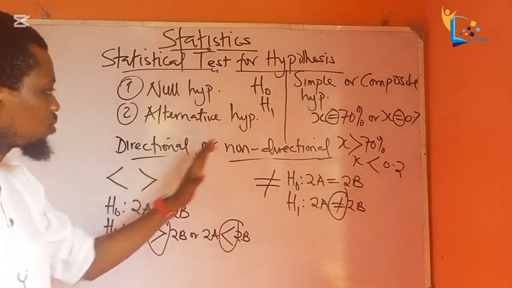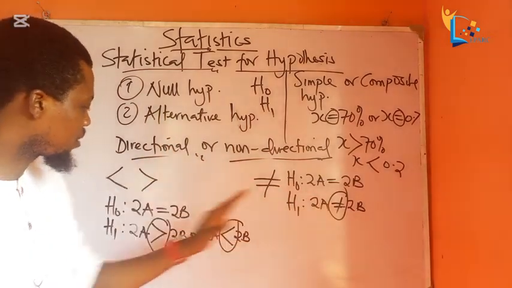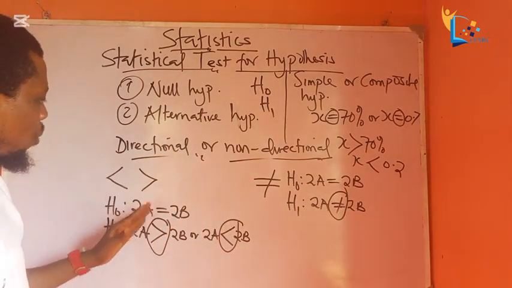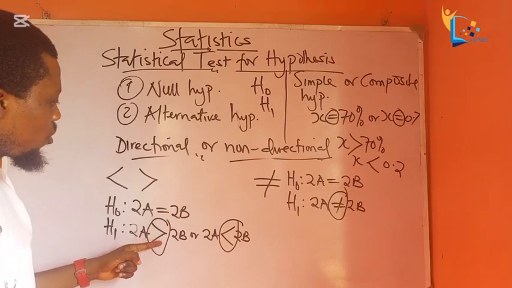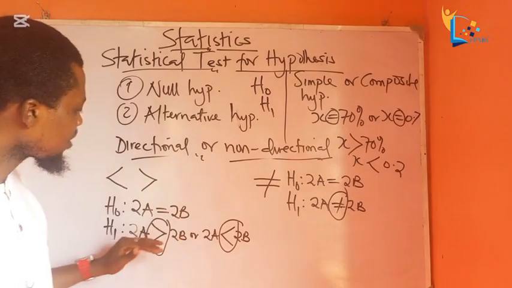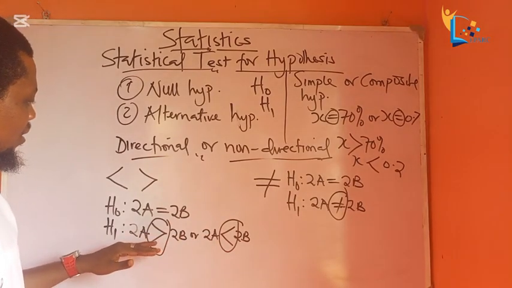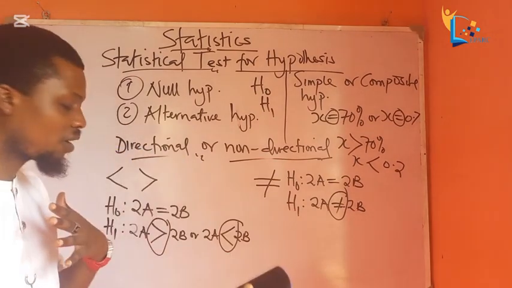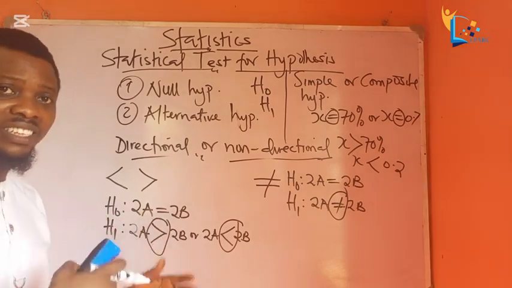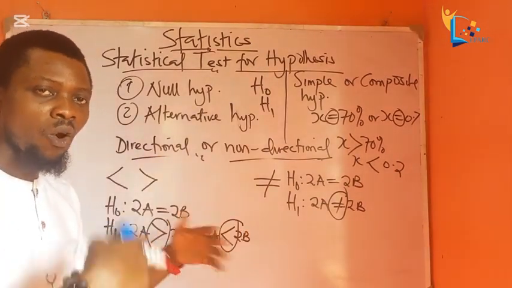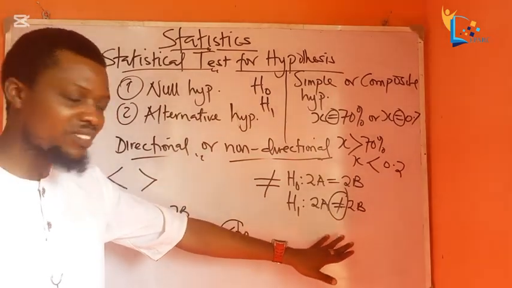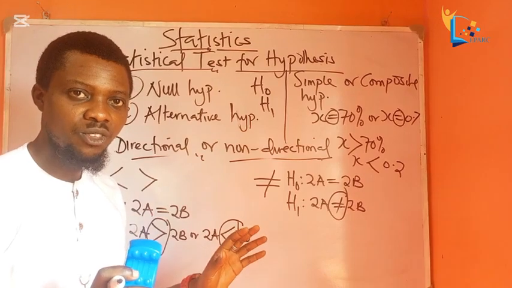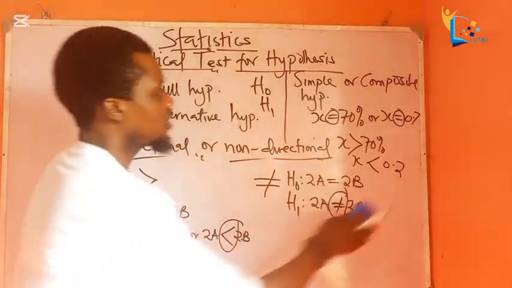Let me come back to the directional. It is directional when it states that there is greater or less, more, stuff like that. But under non-directional, it's when it states that there is no difference. Do you get it? All right.